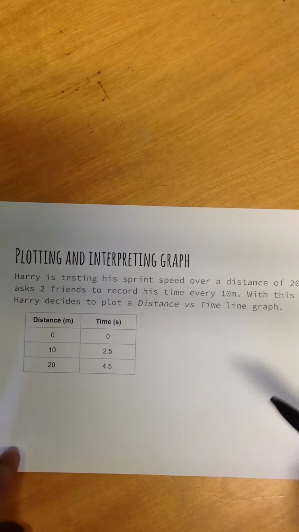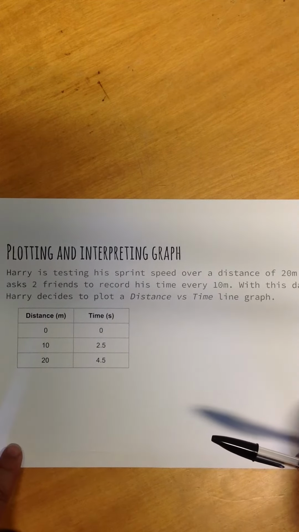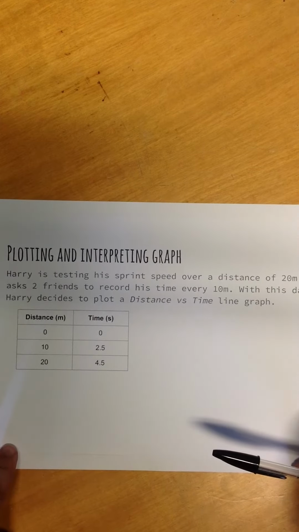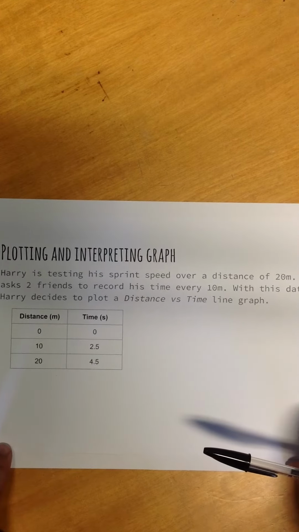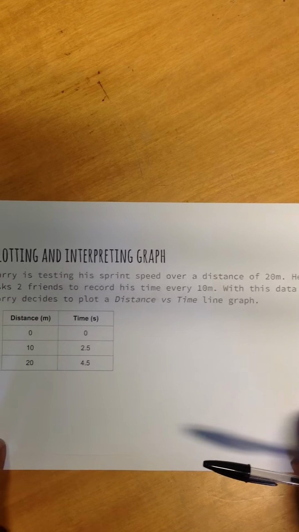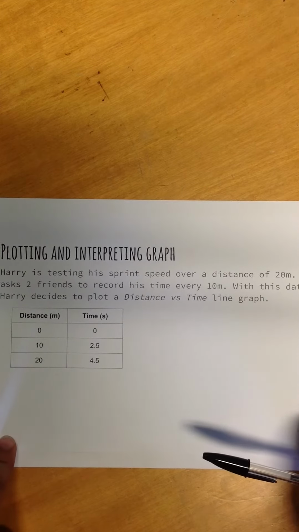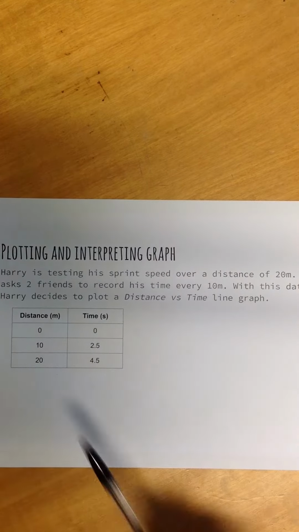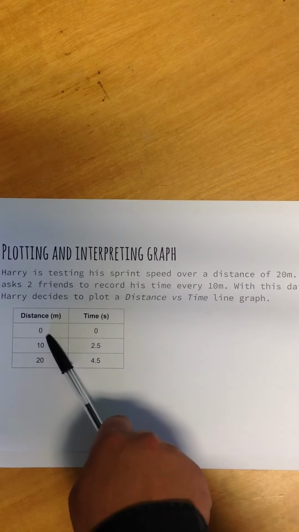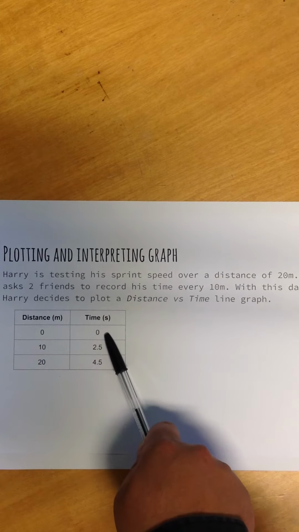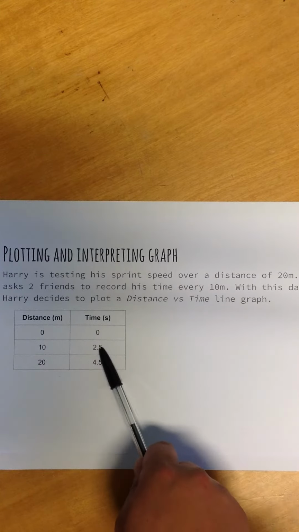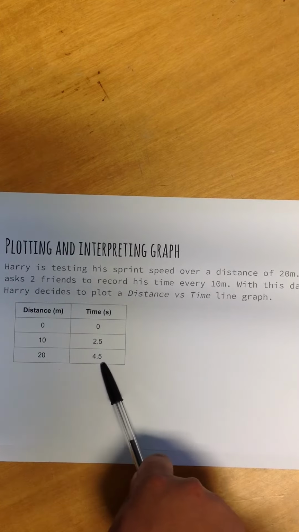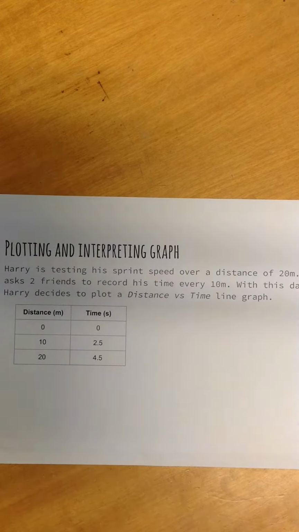All right. Next one, Harry tested his sprint speed over a distance of 20 meters. He asked two friends to record his time every 10 meters. With this data, Harry decides to plot a distance time line graph, and here's his data. So obviously at 0 distance, that's his starting point, so that's his starting time. It took him 2.5 seconds to do 10 meters, and it took him 4.5 seconds to do the 20 meters.